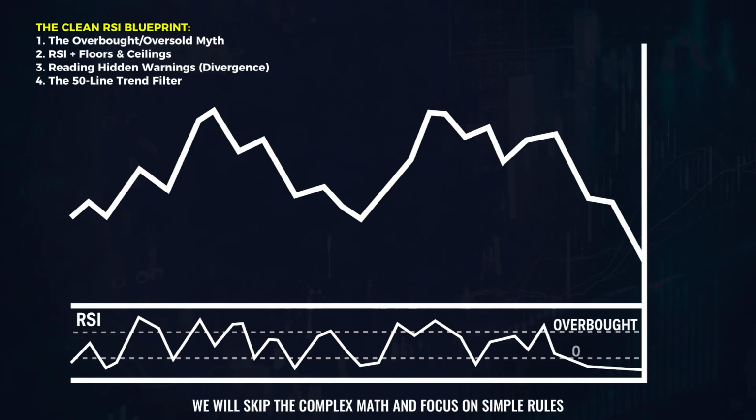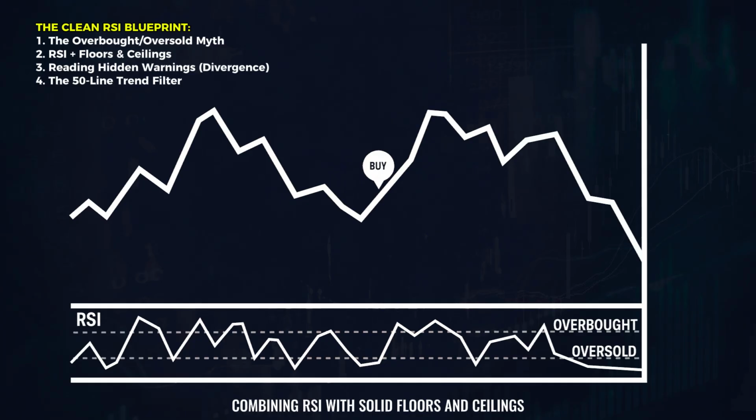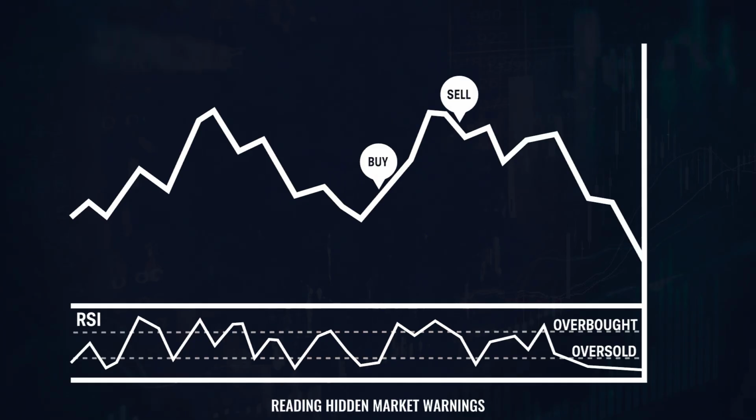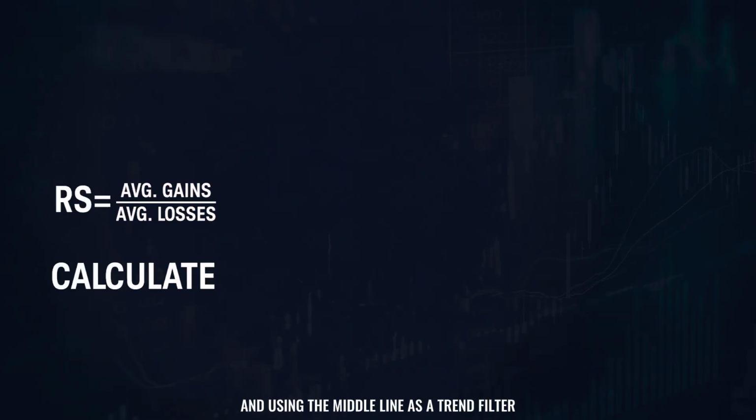We will skip the complex math and focus on simple rules, combining RSI with solid floors and ceilings, reading hidden market warnings, and using the middle line as a trend filter.